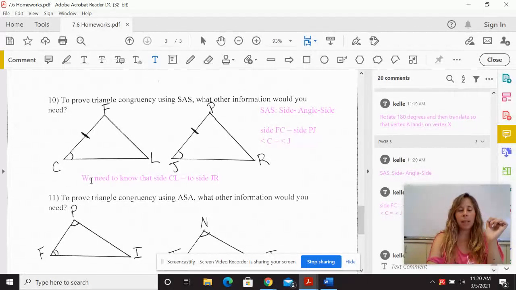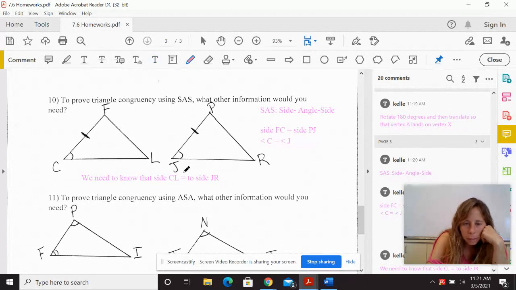Okay, it has to be that side. It cannot be this side. That will give us side, side, angle. Okay, you have to go with the order. Side, angle, side. The angle needs to be in between 2 sides. Side, angle, side. So we need to know side CL is congruent to side JR. I'll draw in my little congruency symbol.